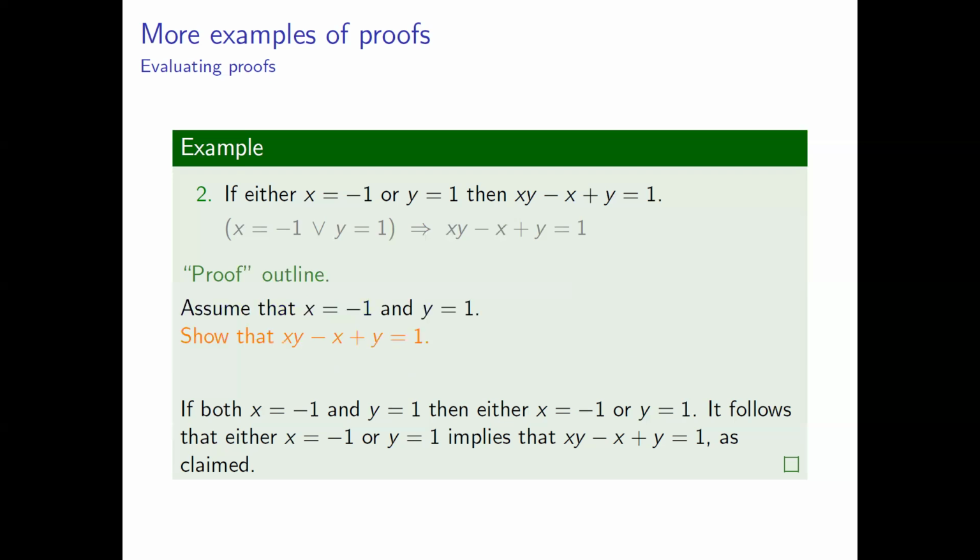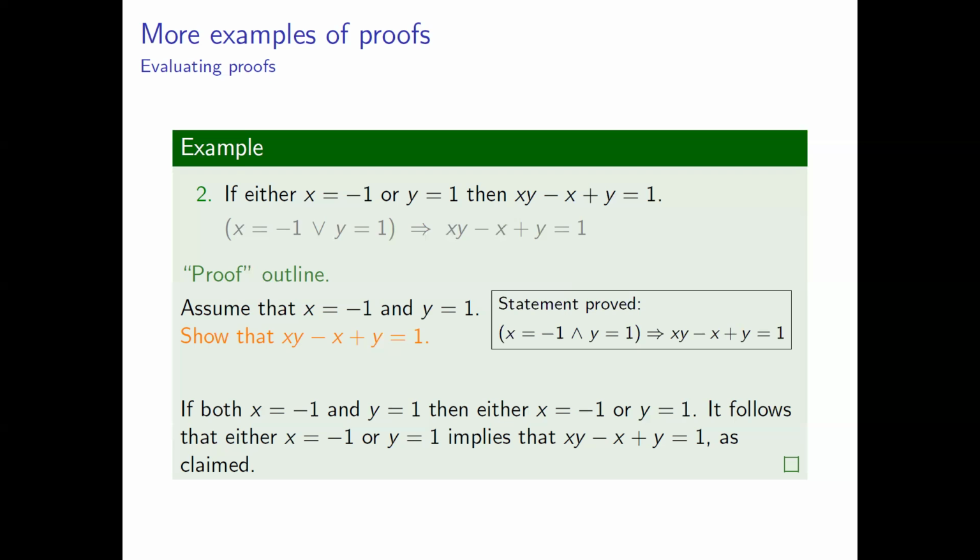So the first paragraph assumes that x equals minus 1 and y equals 1 and shows that xy minus x plus y equals 1. The statement proved in the first paragraph is the conditional statement whose antecedent is the conjunction x equals minus 1 and y equals 1, and whose consequent is the statement xy minus x plus y equals 1. Note that this is not equivalent to the claim. This is used in the second paragraph to deduce the claim.